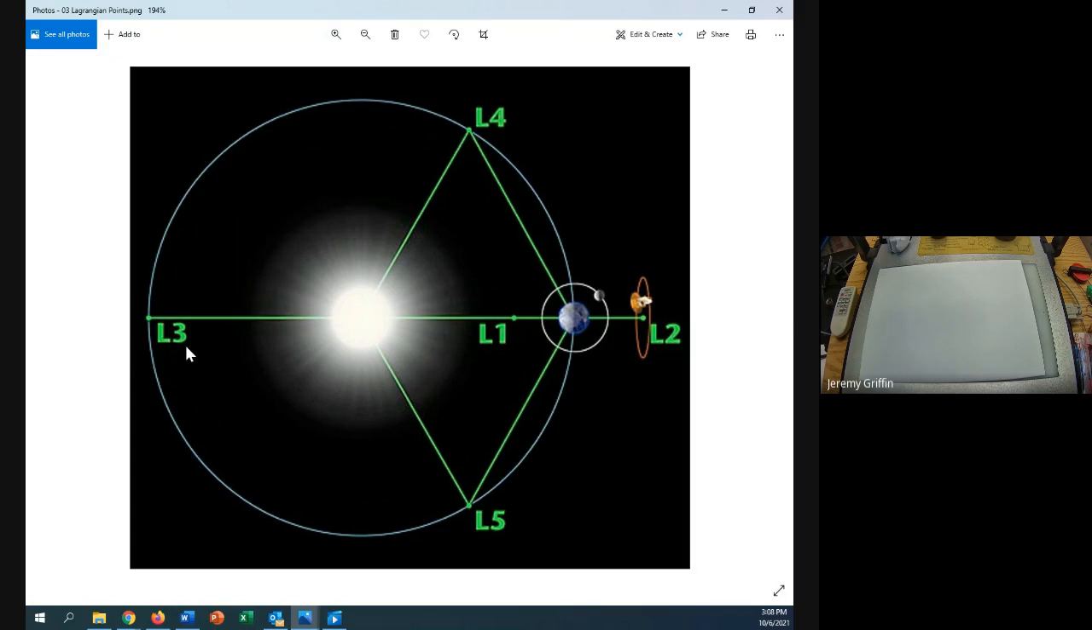Now, after Euler comes along a guy named Lagrange, who these points are actually named after. And Lagrange did a lot of work with physics from the point of view of energy and energy conservation, which we haven't talked about quite yet in class, but we're getting there.